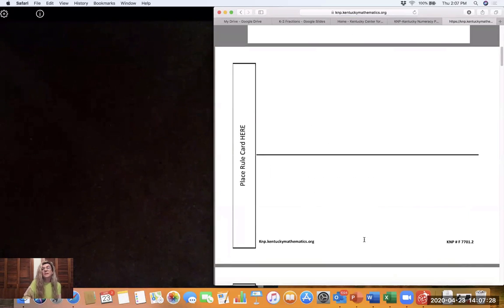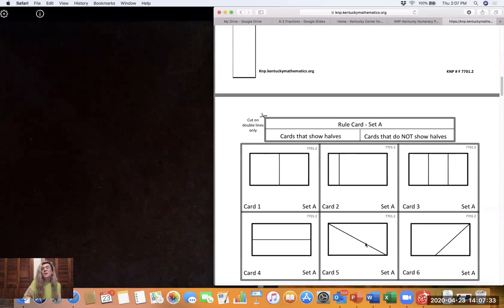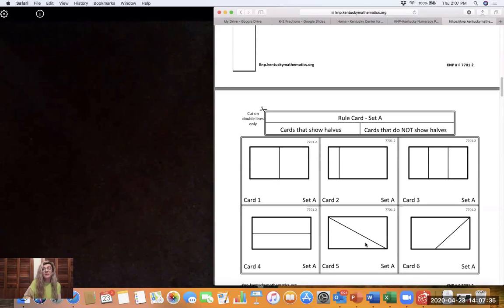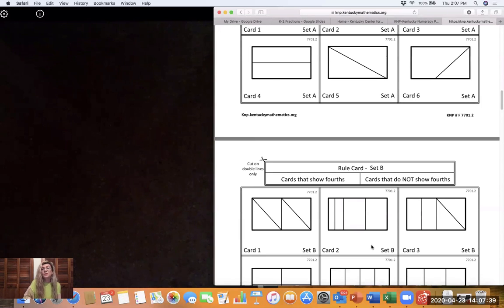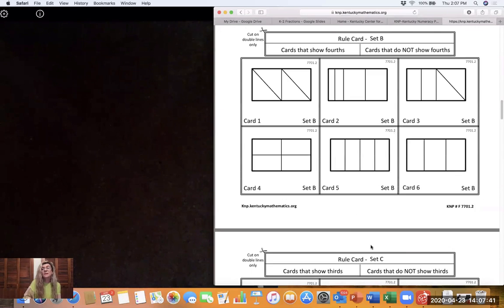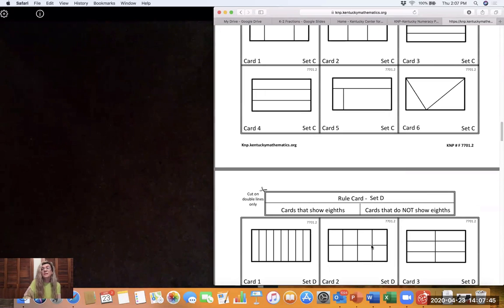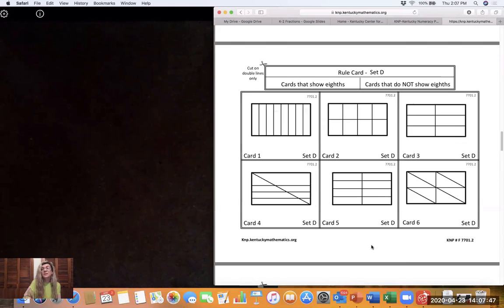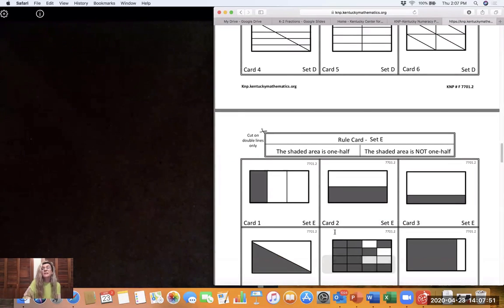So you can see it gave us the place card holder. And then here's all those sets of cards. Remember I told you there were several sets. There's set A, there's set B, which works on the fourths. And then set C, thirds. Set D, eighths, as you can see. And then here's a really good one where it gets into asking if it's half or not. And it's those different shapes that it's looking at.